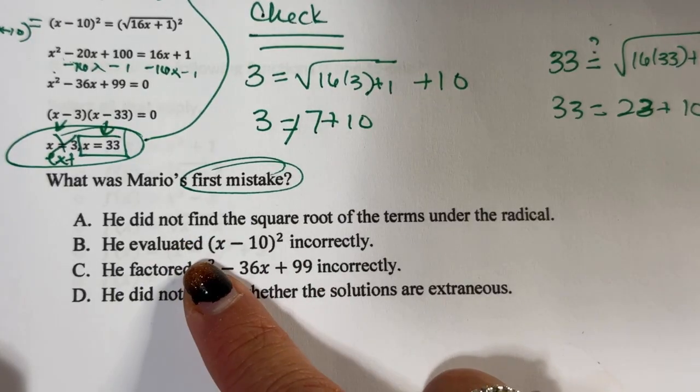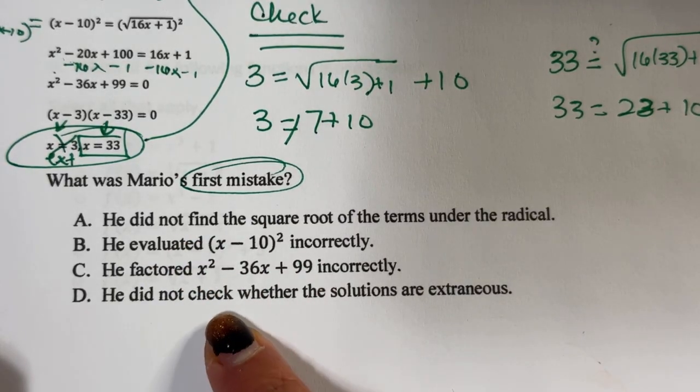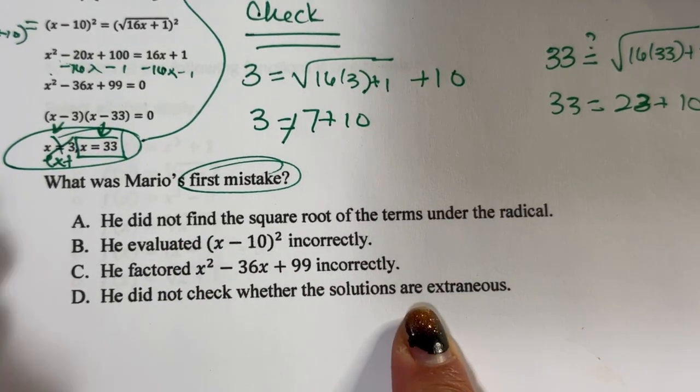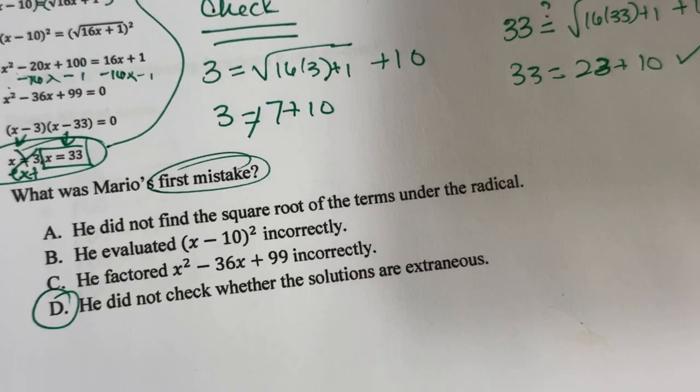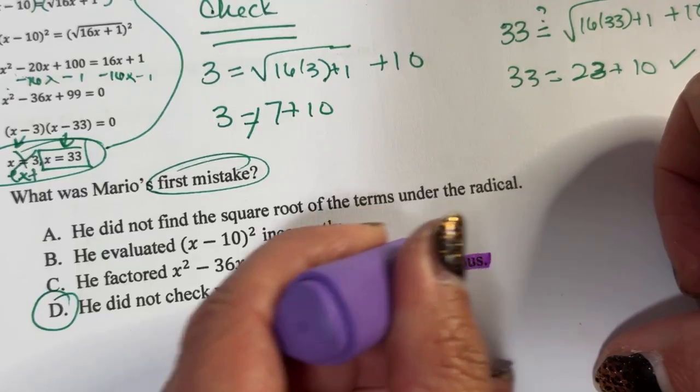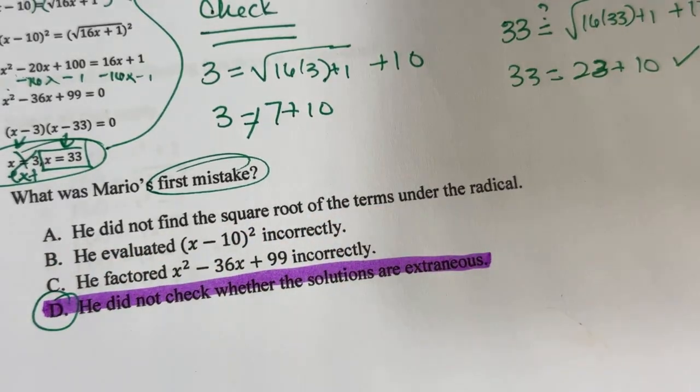So he did that okay, he did that okay, he did that okay. He did not check whether the solutions are extraneous. That is what he forgot, which is a common mistake. So be aware of it so that you don't make the same mistake that Mario did.